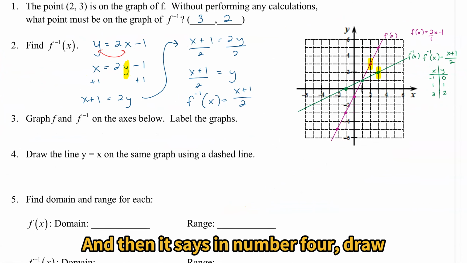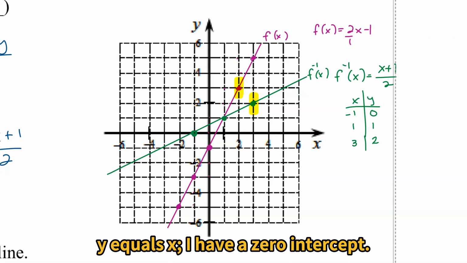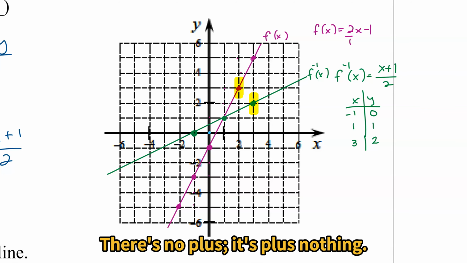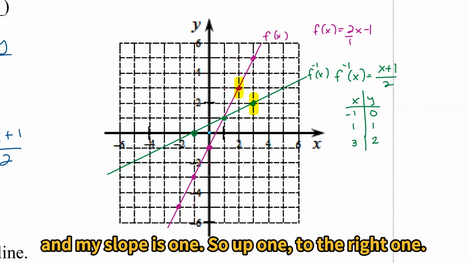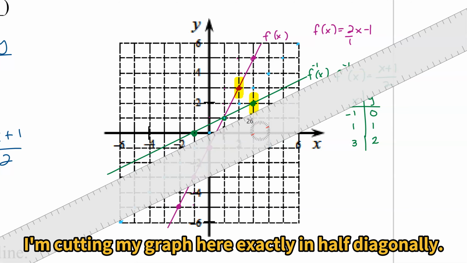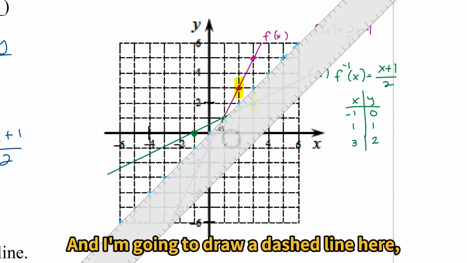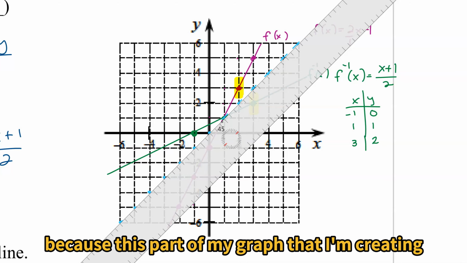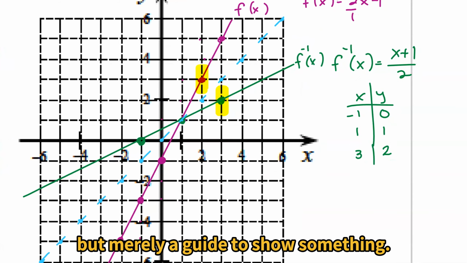Then on number 4, it says to draw the line y equals x on the same graph using a dashed line. Y equals x. I have a 0 intercept, there's no plus, so I'm starting at the origin. And then my slope is 1, so up 1 to the right 1, and if I go down, down 1, left 1. I'm going to draw a dashed line here because this part of my graph is not part of either of the functions that I graphed, but merely a guide to show something.